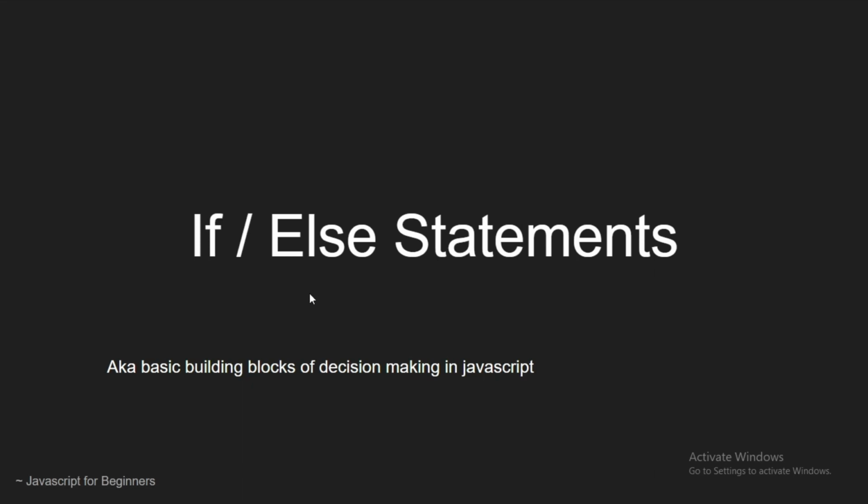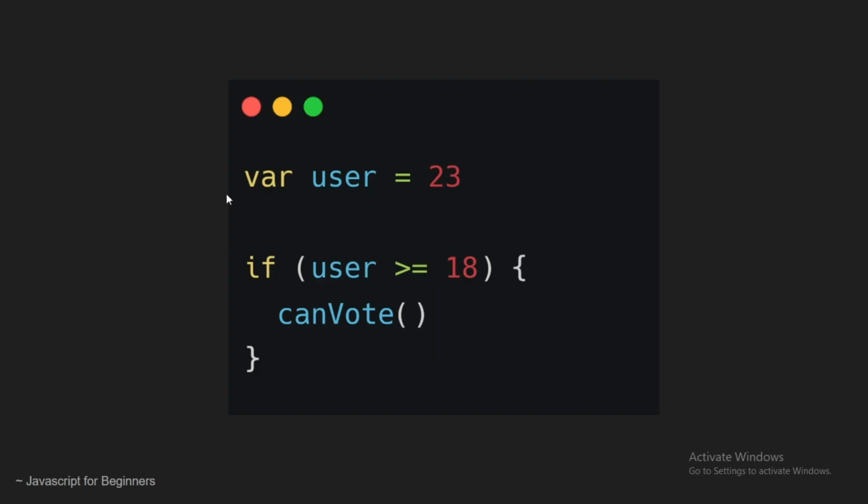Now let's talk about it in the sense of code. Let's say I declare a variable user which is 23, and you will see there is an if statement which I'm writing over here. The if statement takes a clause of user. If the user is greater than or equal to 18, then he or she can vote. This is a function which is called if this clause is true. So this is the basic building block of decision making.